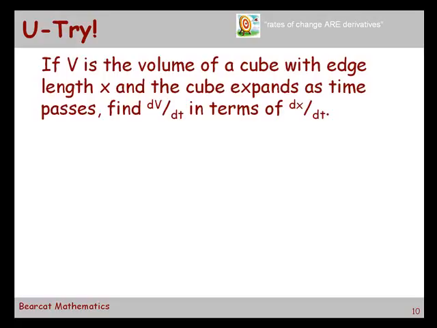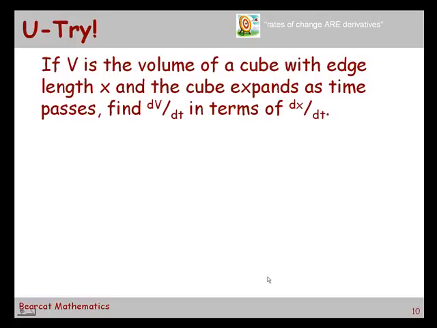So this is not asking us to find a numerical answer like we did on the other problems. This is just asking us to basically set it all the way up and solve for dV over dt. So if you're working offline here, go ahead and pause the video now, try the problem, and when you're ready to check your answer with ours, press play.